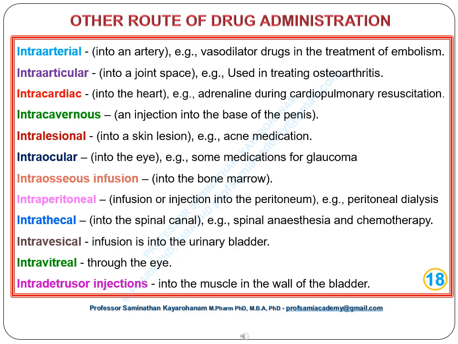Intraocular, into the eye, for example, some medications for glaucoma. Intraosseous infusion, into the bone marrow. Intraperitoneal, infusion or injection into the peritoneum, for example, peritoneal dialysis. Intrathecal, into the spinal canal, for example, spinal anesthesia and chemotherapy. Intravesical, infusion into the urinary bladder. Intravitreal, through the eye. Intramural are injections into the muscle in the wall of the bladder.